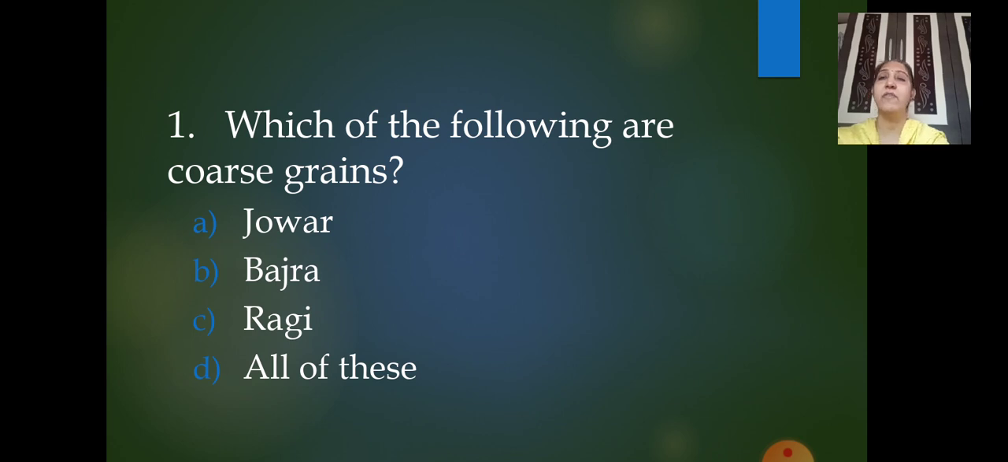Which of the following are the coarse grains? You have learnt about the coarse grains in your previous slide, right? Is that Jowar? Is that Bajra? Is that Ragi? Or all of these? What is the answer for this? Coarse grains, you all know very well. Apart from wheat and rice, we will talk about the other grains that are there in the coarse grains. So all of these are included in the coarse grains.